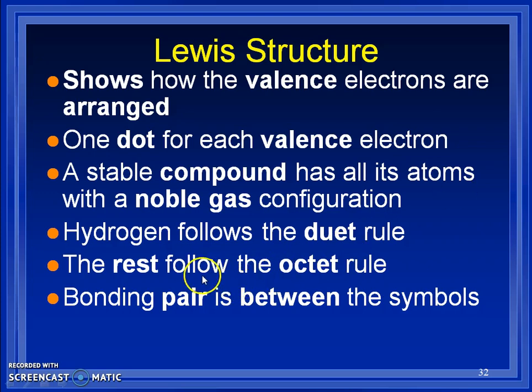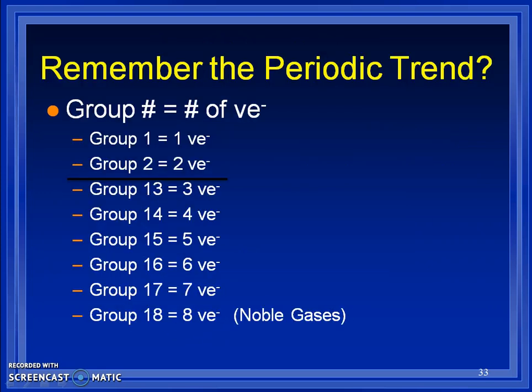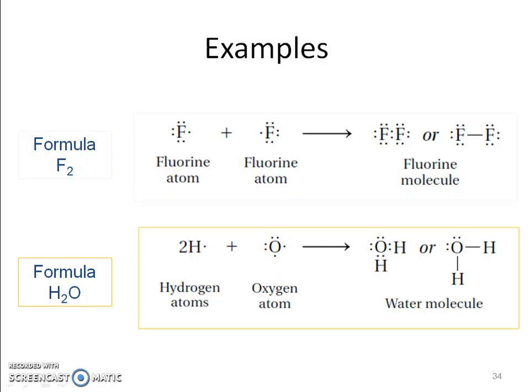And you want to know that you're going to put 1 dot on each side before we start pairing them up. So here's the trend, if you didn't remember it from Chem 1. So you might want to pull out that blank periodic table you had over the summer, or ask me for one, and make sure that you understand how many valence electrons are in each group. Now remember, we skip groups 3 through 12. They vary in valence electrons, so we cannot have a trend there.